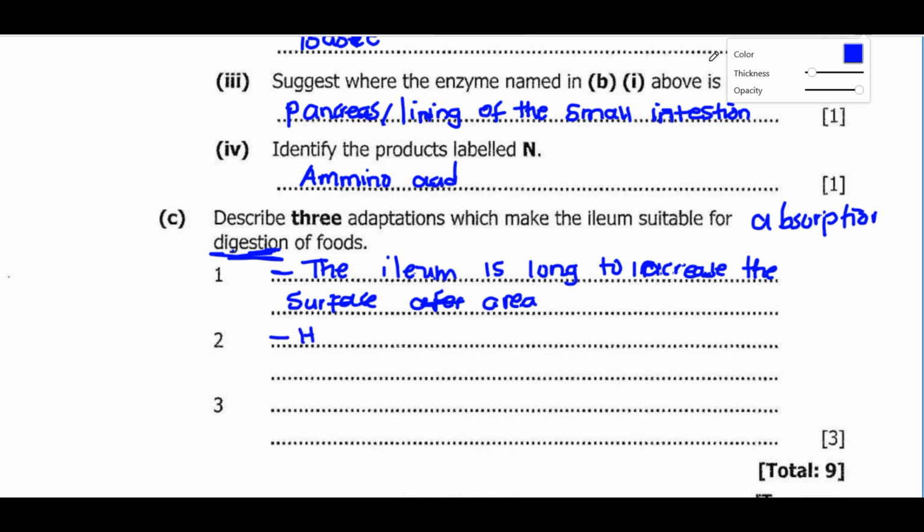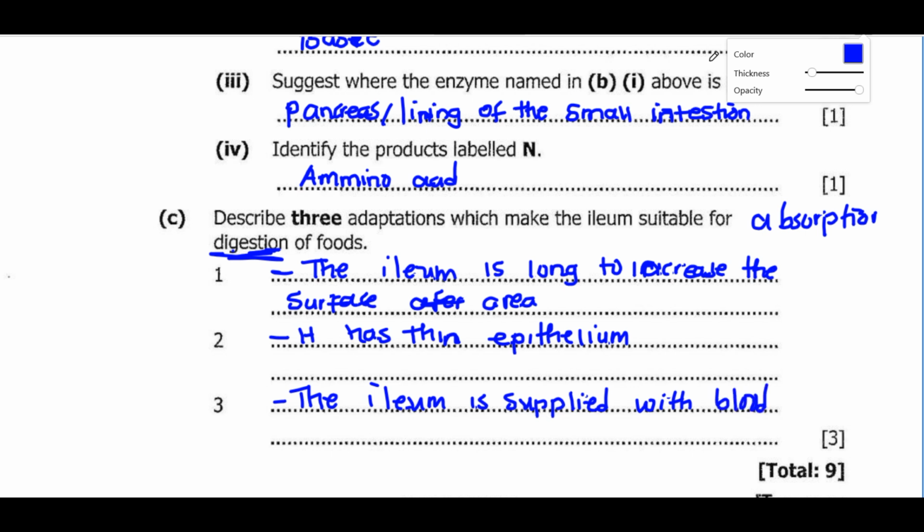Then it has thin epithelium. So the epithelium is thin, which now makes it easy for digested food to diffuse into the bloodstream. Then the ileum is supplied with blood vessels, which now transport the food values to the liver for inspection.